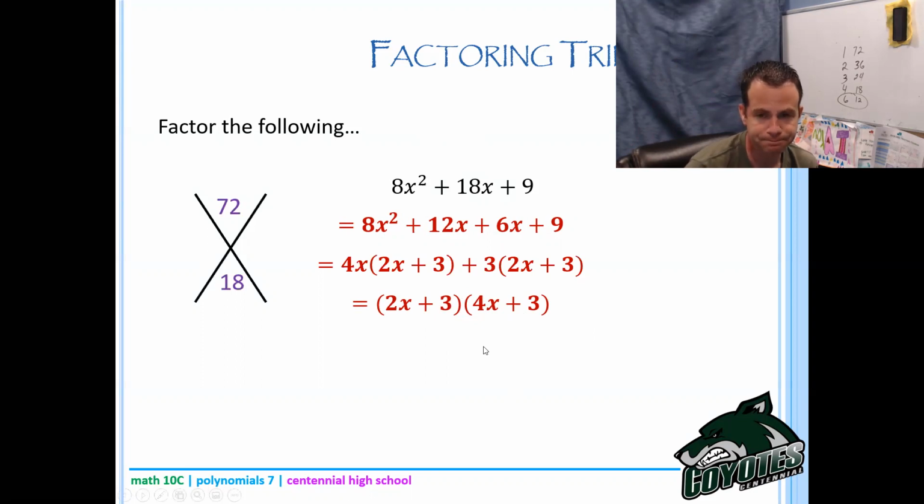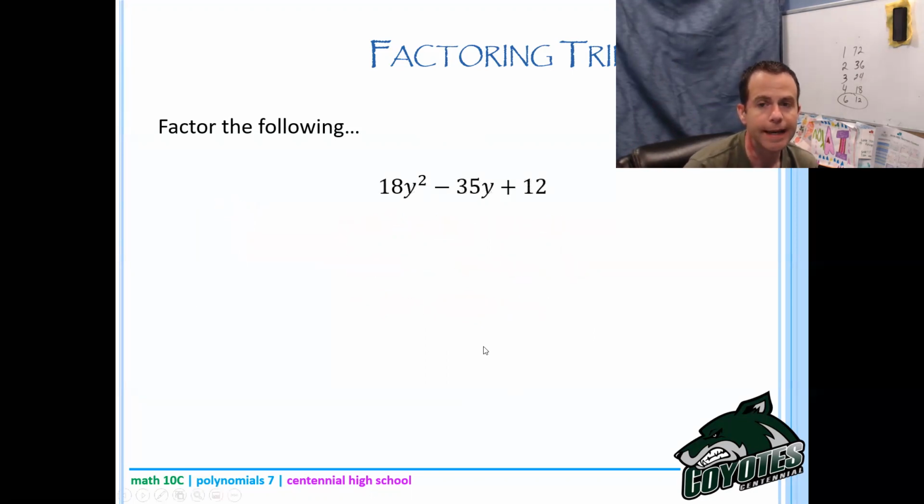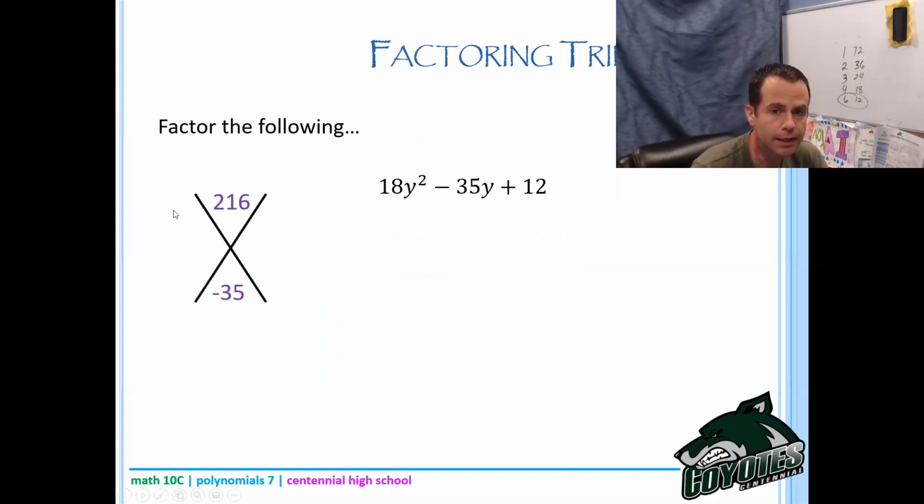Okay? All right, 18y squared minus 35y plus 12. Don't worry about changing the letter. It's just a letter change. Everything stays the exact same. So I'm going to multiply 18 by 12. I'm looking for two numbers that multiply together to give me 216 and add together to give me negative 35. Okay, multiply together to give me 216, add together to give me negative 35.